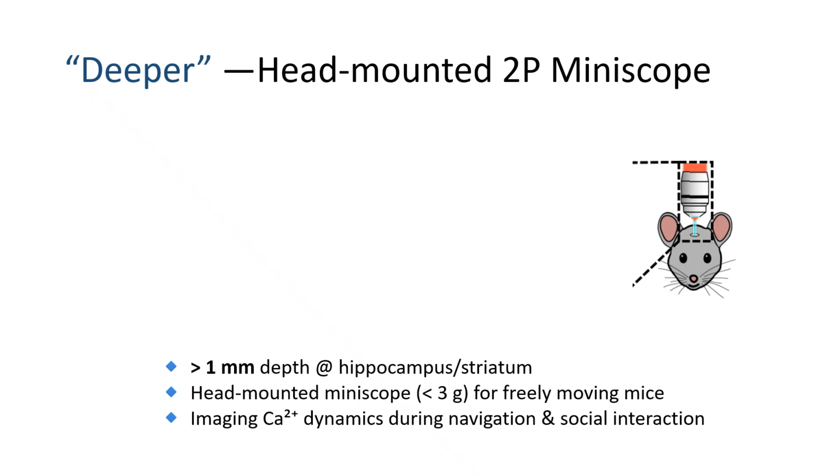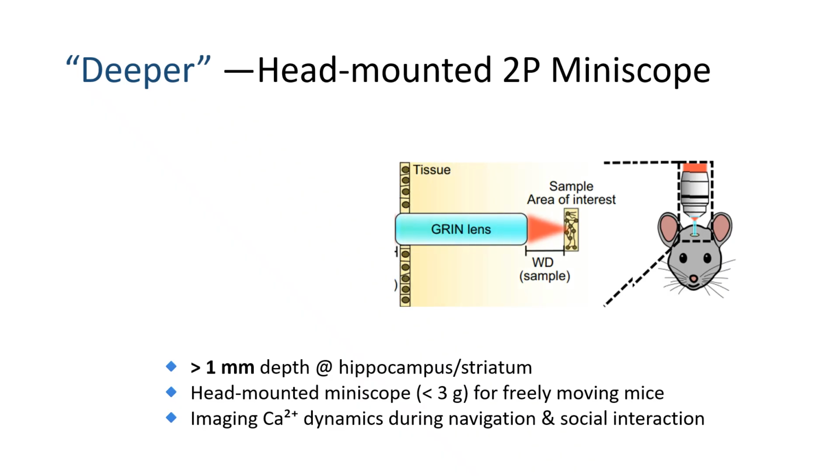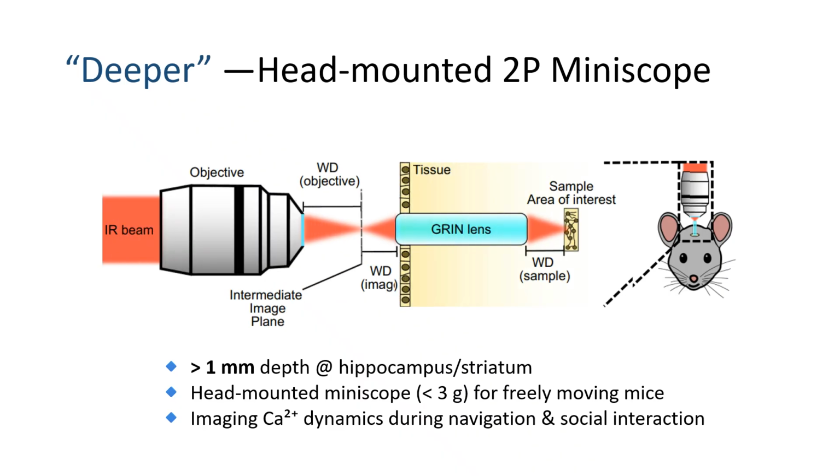Next one is deeper. Depth eventually hits the scatter wall again, so we physically move the optics: a sub-millimeter gradient index, or GRIN, lens implanted through cortex into the hippocampus relays the excitation beam and returning fluorescence to a compact miniscope head.